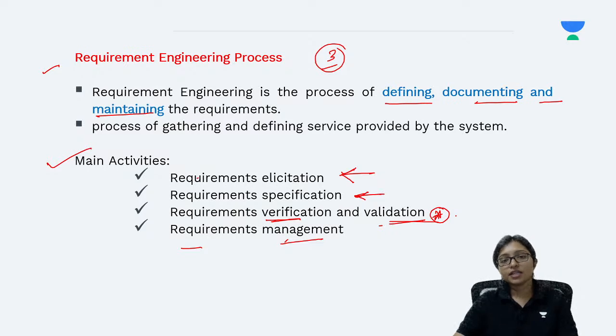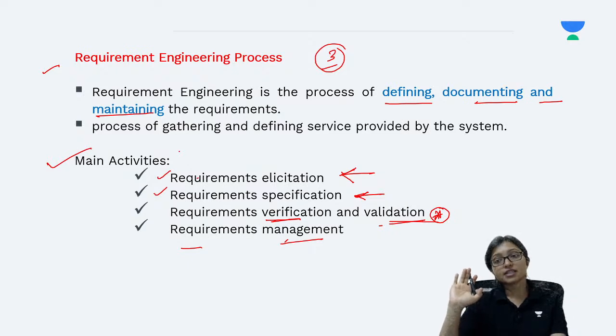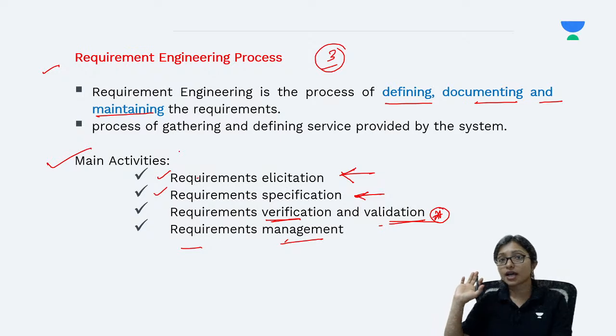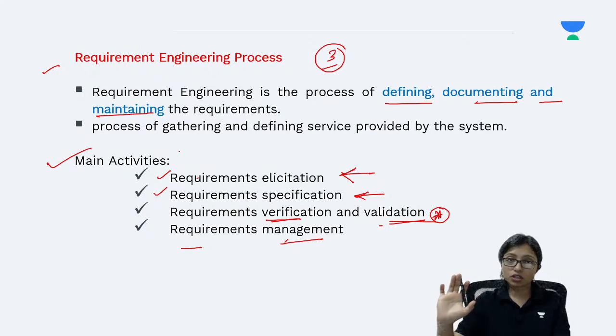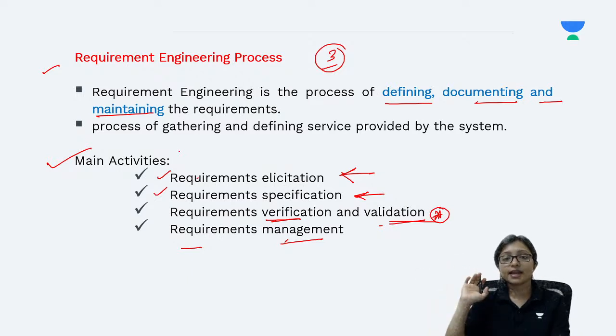Yes, verification means it is actually the document verification. After elicitation and specification we prepare the document, and after that the document will be verified according to the customer requirement, whether it is the correct document or not. That is verification. And validation means that after development we validate, according to the customer requirement, whether the product we built is actually correct or not. That is validation.